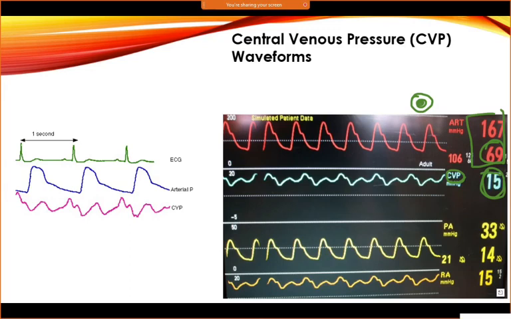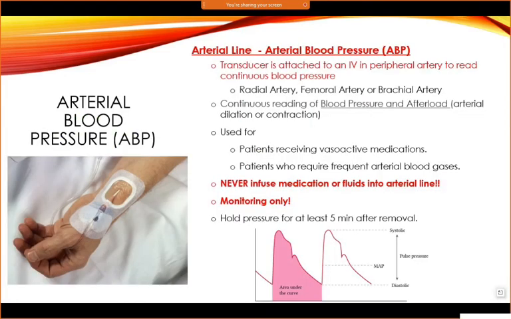And this is just an average, basically. It's taking its peak and its valleys, and it's giving you a number right in the middle. And that's what we're looking at on there. So that is basically looking at CVP and how we use it. Arterial blood pressure, the other screen had arterial.